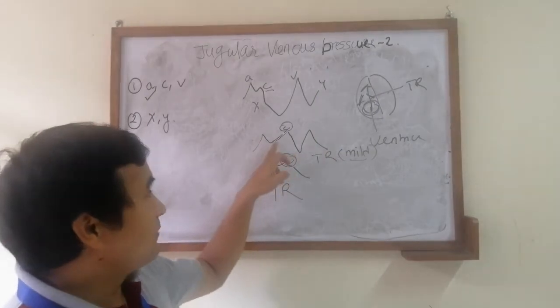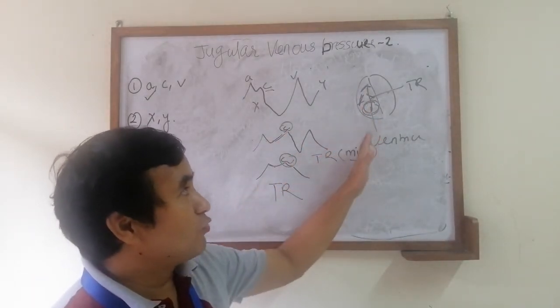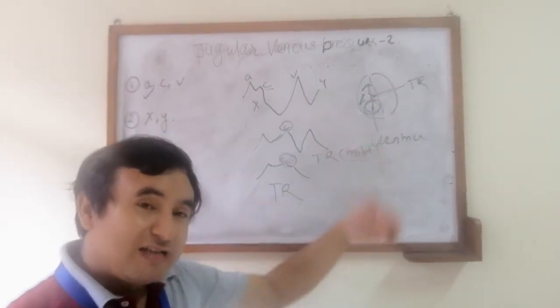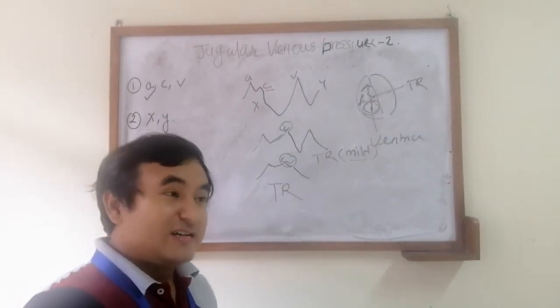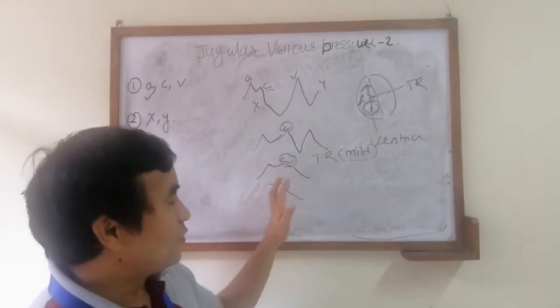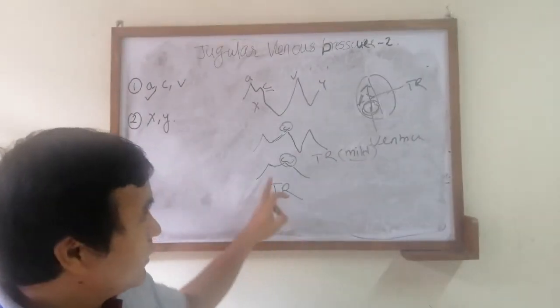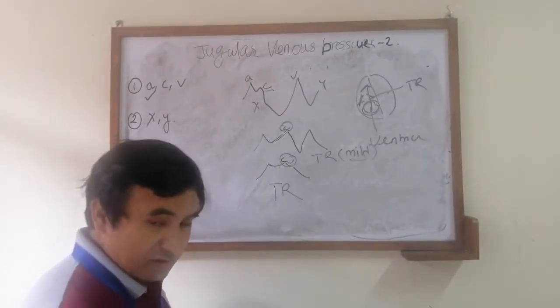Why do we see the prominent C wave? Because in a case of TR, some of the blood is going towards the right atrium, and that will increase the right atrial pressure. When there is increase in the right atrial pressure, then definitely C wave amplitude will be more. That's why you will see the CV wave in a patient with TR.